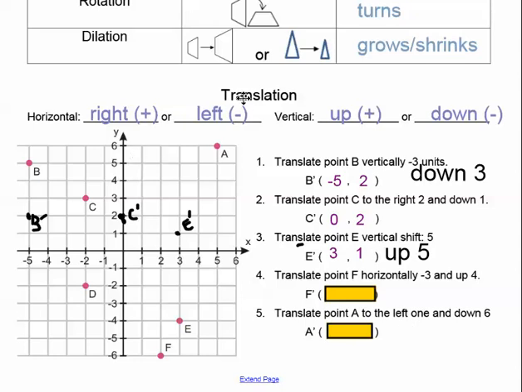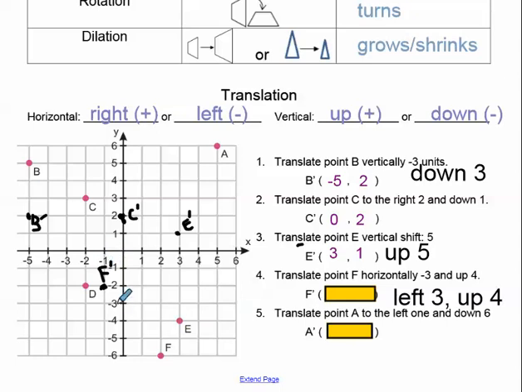All right, next, they want us to move F horizontally, -3. Well, guys, horizontal is right and left. If it's -3, we're going to go left 3, and then it says up 4. So left 3, up 4, find F. F is right here. We're going to go left 1, 2, 3, and then up 1, 2, 3, and 4, and we call that F prime, right? We got to keep it separated from the pre-image. This is my new image.